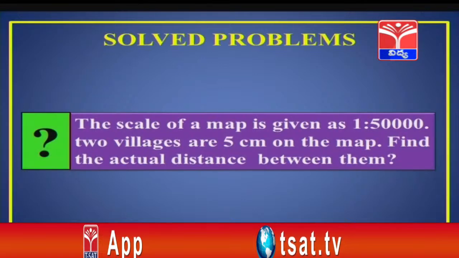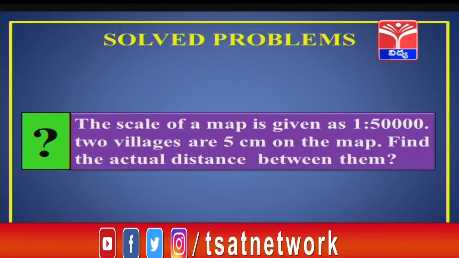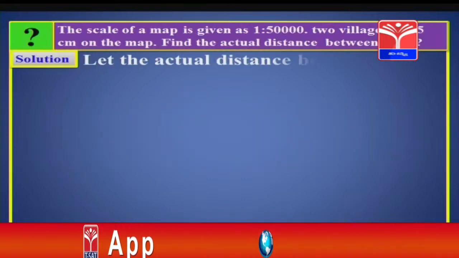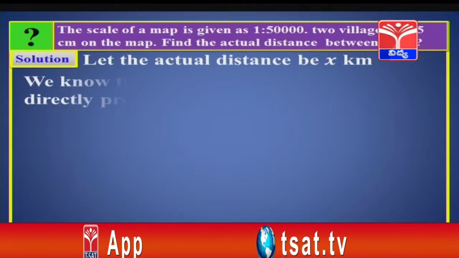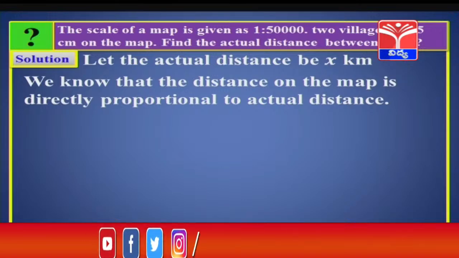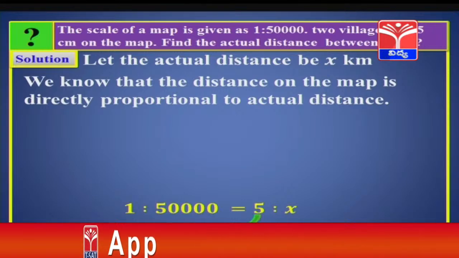The scale of a map is given as 1 is to 50,000. Two villages are 5 centimeters apart on the map. Find the actual distance between them. Let us start with the solution. Let the actual distance be x kilometers, and we know that the distance on the map is directly proportional to the actual distance. So, given 1 is to 50,000 is 5 is to x.